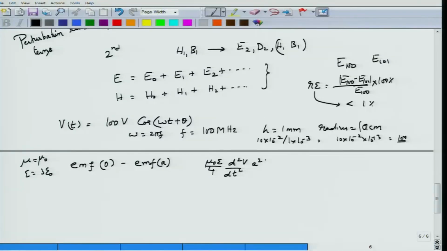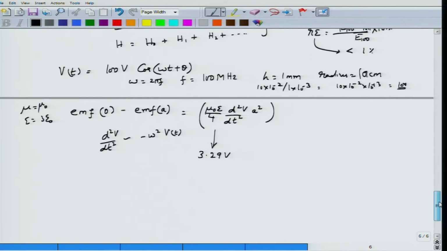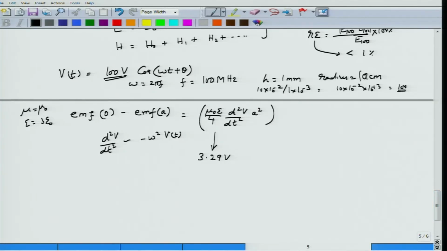So, substituting all these values and knowing that d square V by dt square actually goes as minus omega square times V of t itself, because cos omega t, once differentiated becomes sin omega t times omega, and the next time it becomes omega square with an appropriate minus sign. So, the difference actually turns out to be 3.29 volts. The applied voltage is 100 volts, whereas the difference is turning out to be 3.29 volt across the capacitor.